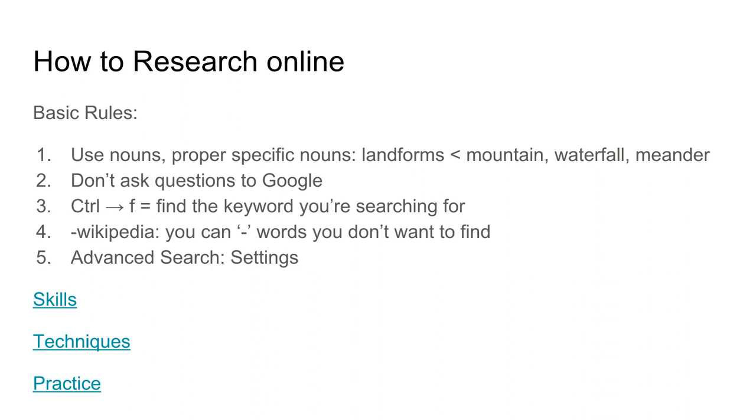Looking at Control F when they get to the page they're reading through to find the keyword that they actually were searching for, using a minus sign in front of a word that they don't want to find, as we're trying to avoid Wikipedia. And for those students who are more tech savvy, they can get into their advanced search settings and identify different parts of their research that they don't want to see or they do want to see.